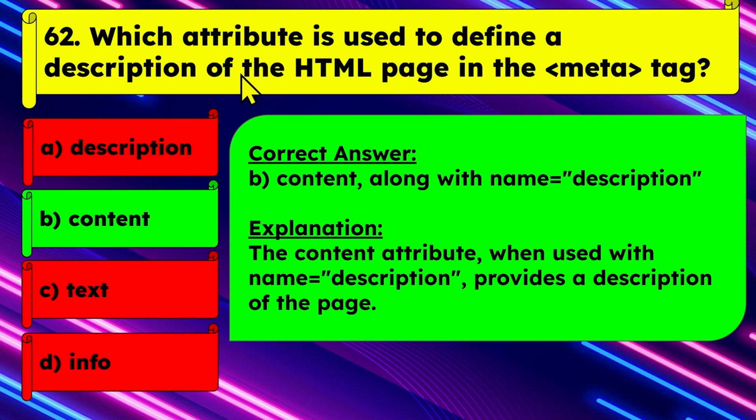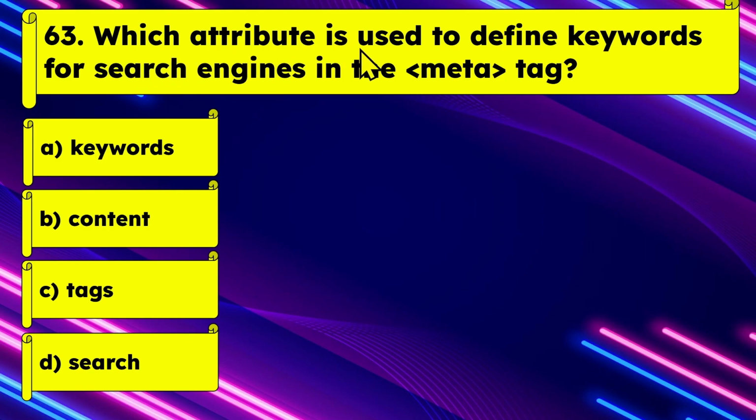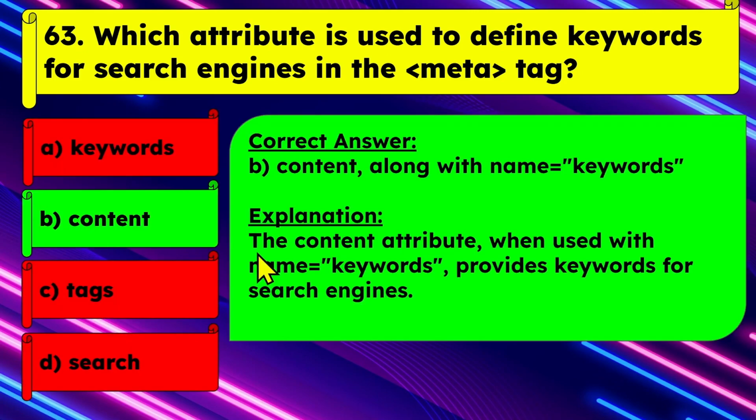Next question is, which attribute is used to define keywords for search engines in the meta tag? Option A, keywords, option B, content, option C, tags, or option D, search. So here the correct answer is option B. You can see the content attribute when used with name equal to keywords.